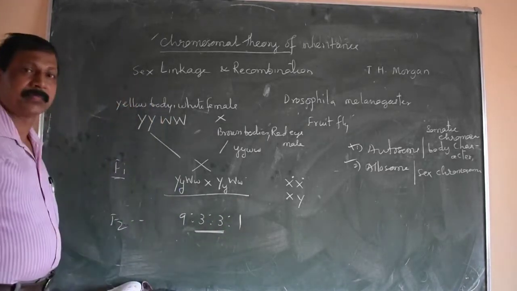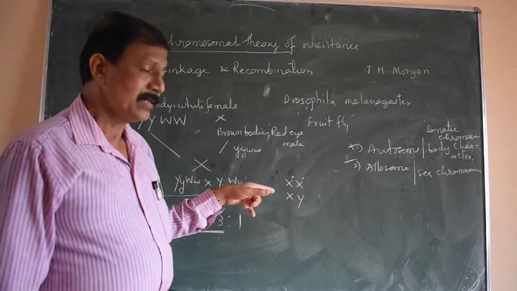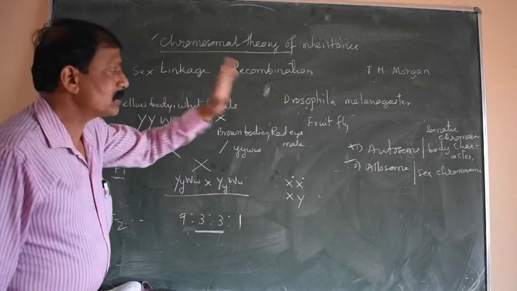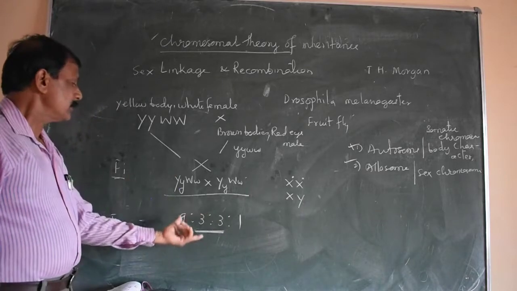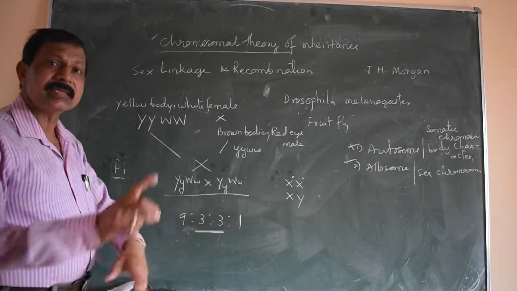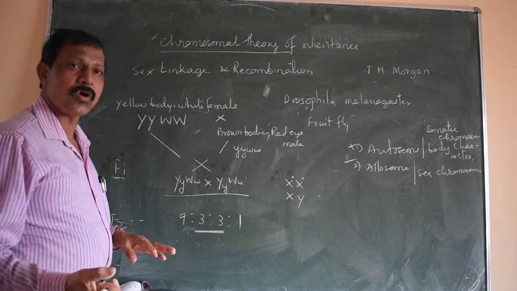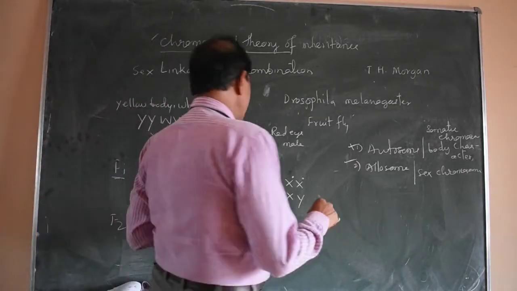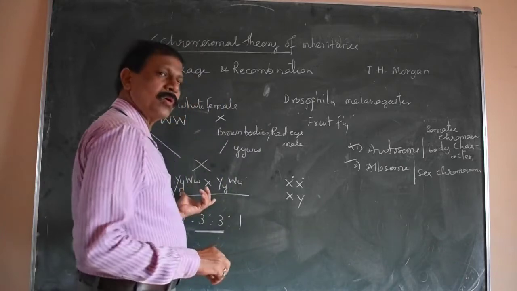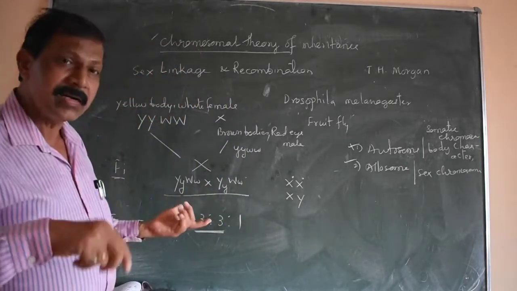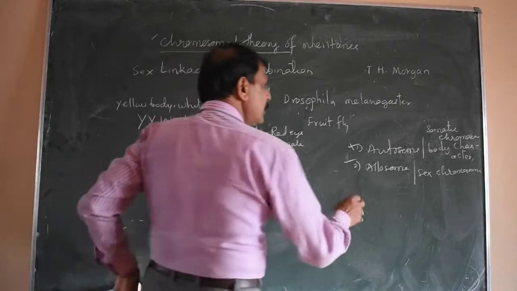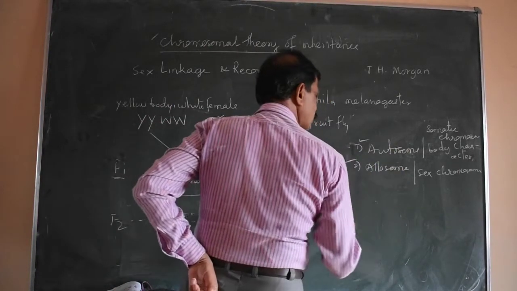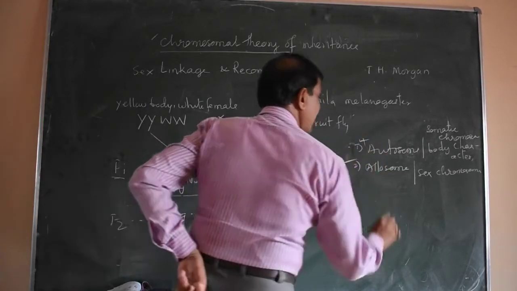But in this cross, T.H. Morgan did not get this type of result, and it was a completely different result. Why? Later he came to know that this cross made a little different result because in Drosophila melanogaster some characters are not carried by the autosome, but are carried by the allosome.